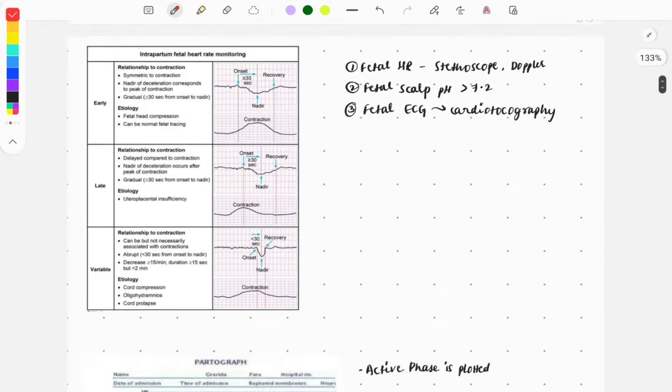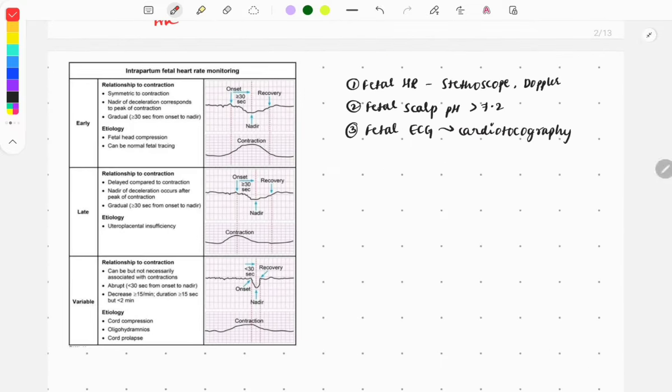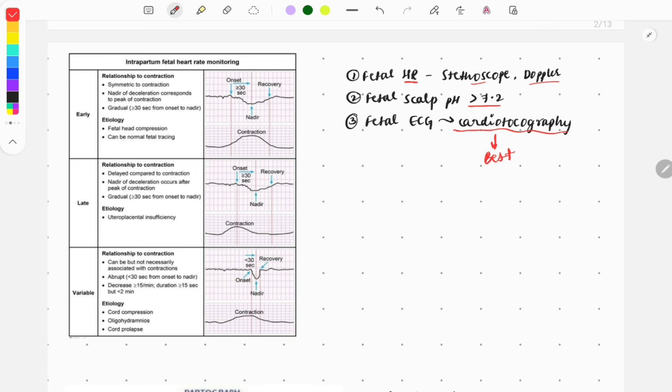Then moving on to the intrapartum fetal heart rate monitoring. So the things which you must know is that we will be calculating the fetal heart rate using stethoscope or the Doppler. Then fetal scalp pH, it should be more than 7.2, and a fetal ECG by using the cardiotocography. And this one is the best parameter. So can be asked as a one-liner that which of the following is the best parameter to assess the intrapartum fetal heart rate monitoring, and it is the cardiotocography. So in this test we can see various decelerations, and they are the early, late, and the variable.